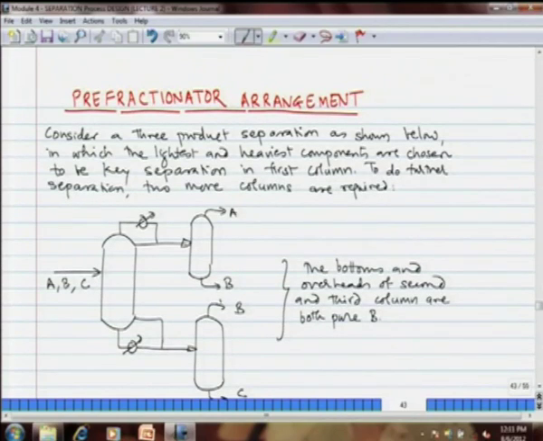Then let us consider another arrangement called Pre Fractionator. Okay. Consider 3 product separation as shown below, in which the light and heaviest components are chosen to be the key separation in the first column. Okay. So, the first column splits the ABC mixture not very sharply, but A and some B, and C and some B. The A and C mostly end up in top and bottom, but B gets distributed, and then the mixtures AB are split in another column, BC is split in another column.